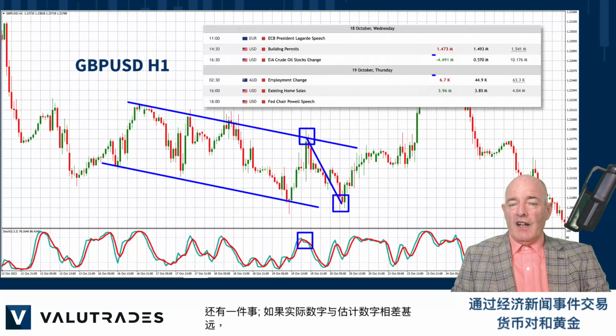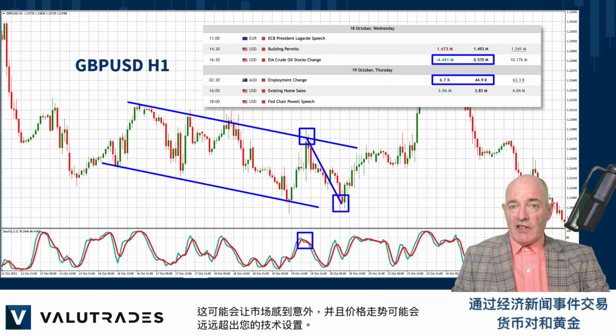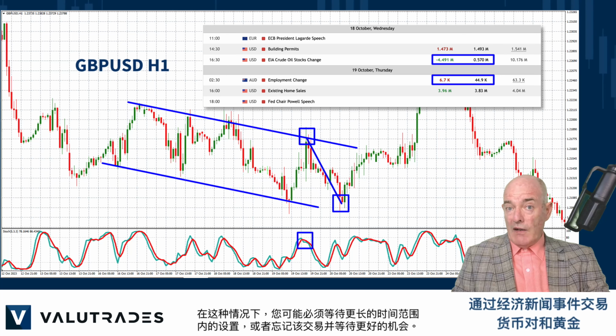One more thing. If the actual number is very far removed from the estimated number, this may catch the market by surprise, and price action may move well beyond your technical setup. In this case, you may have to wait for a setup on a longer time frame, or forget about that trade and wait for a better opportunity.